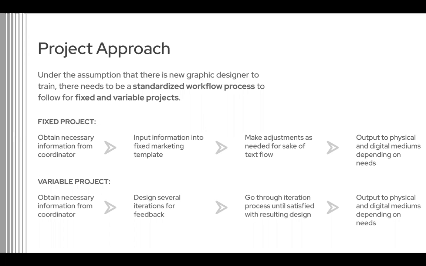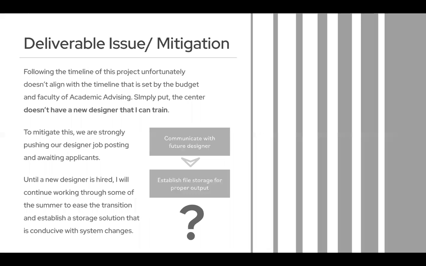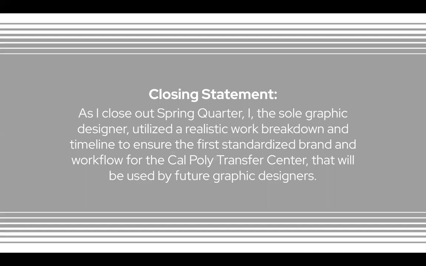Next is variable, and this is a little challenging because you have to obtain info and then go through a design iteration process until satisfied with the resulting design, and then once again, output. Now, the issue with this was that there was no future designer yet. And that was something I was ignorant to as I had this timeline planned out. I failed to consider the timeline of academic advising and budget constraints. So to mitigate this, I will be working throughout the summer to help interview future designers, train them, and establish a storage solution with changes or as system changes.